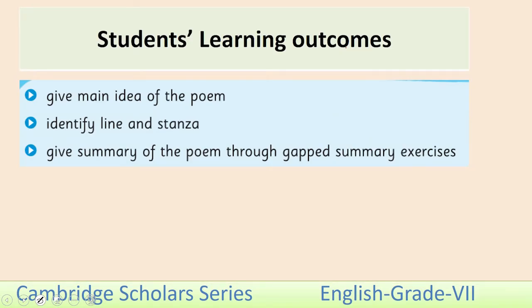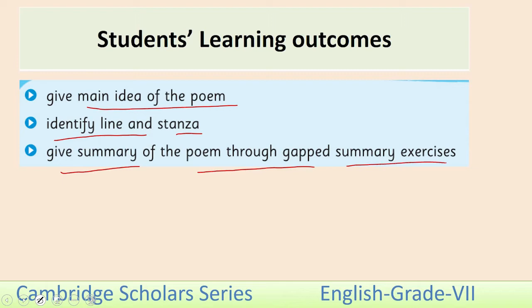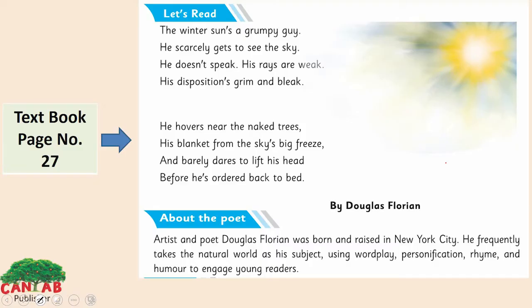SLOs of this lesson are: give the main idea of the poem, identify line and stanza, and give a summary of the poem through gapped summary exercises. Look at page number 27 here. We have a poem, A Winter Sun. In this poem we will read about the winter sun. See the first stanza here.